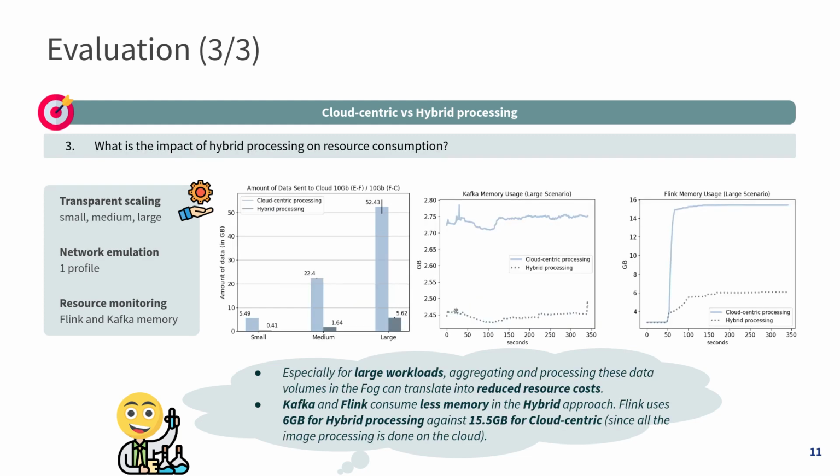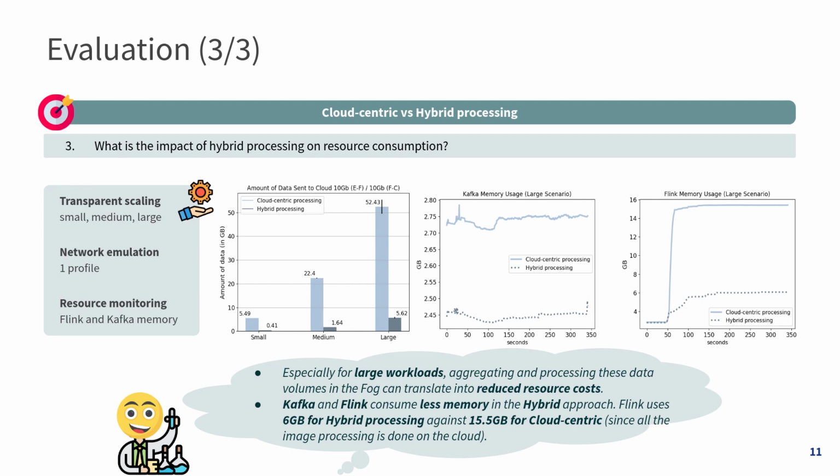Lastly, to answer the third question, what is the impact of hybrid processing on resource consumption? Again, it takes advantage of the transparent scaling to scale between small, medium, and large workloads, emulate one network profile, and also monitor resource consumption like the memory of Flink and Kafka.